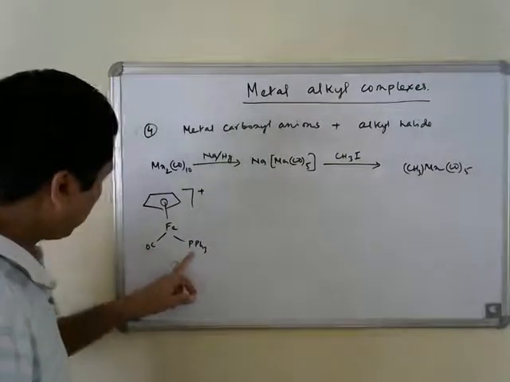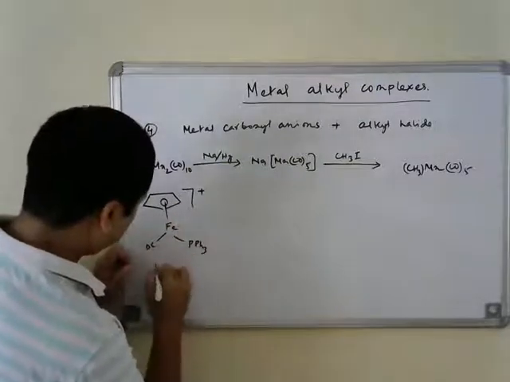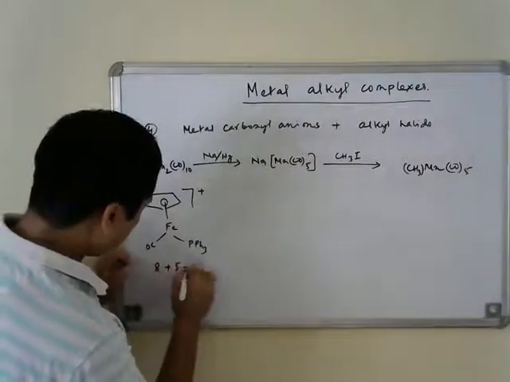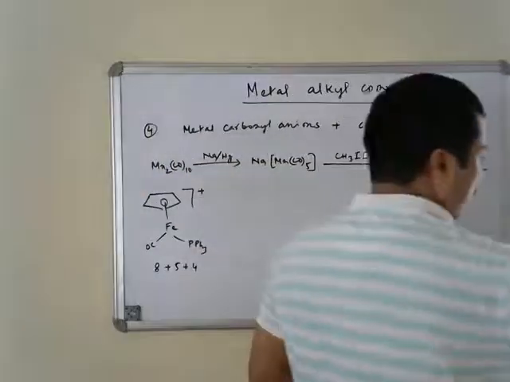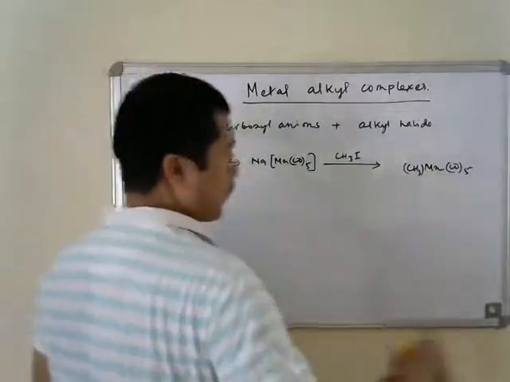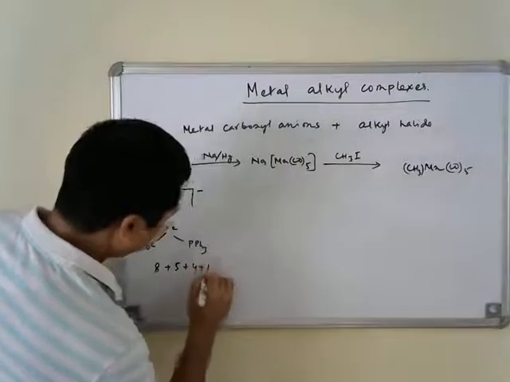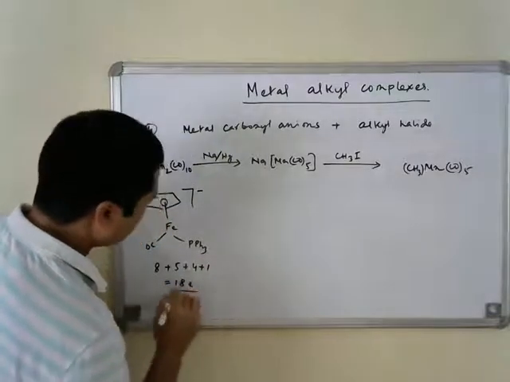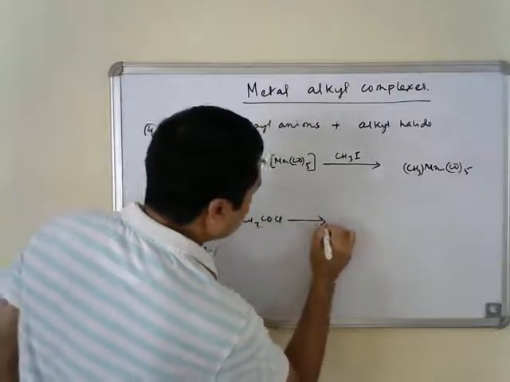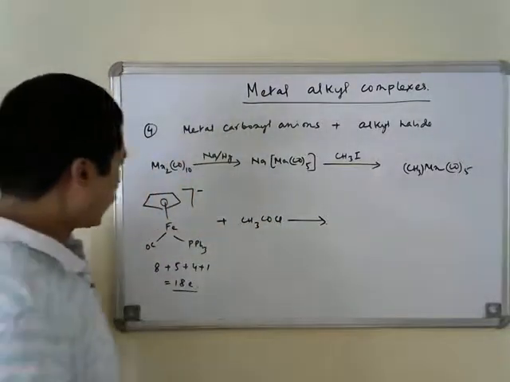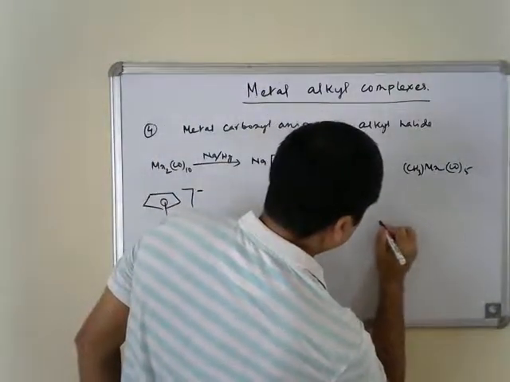13, 14, 15, 14, 15, this is 8, so 8 plus 5, 13, 13 plus 4, 17. So this is negatively charged complex, not positively charged complex. And then only we can get an 18 electron complex. So this upon acylation will give us acylated product here, metal carbonyl anion again.